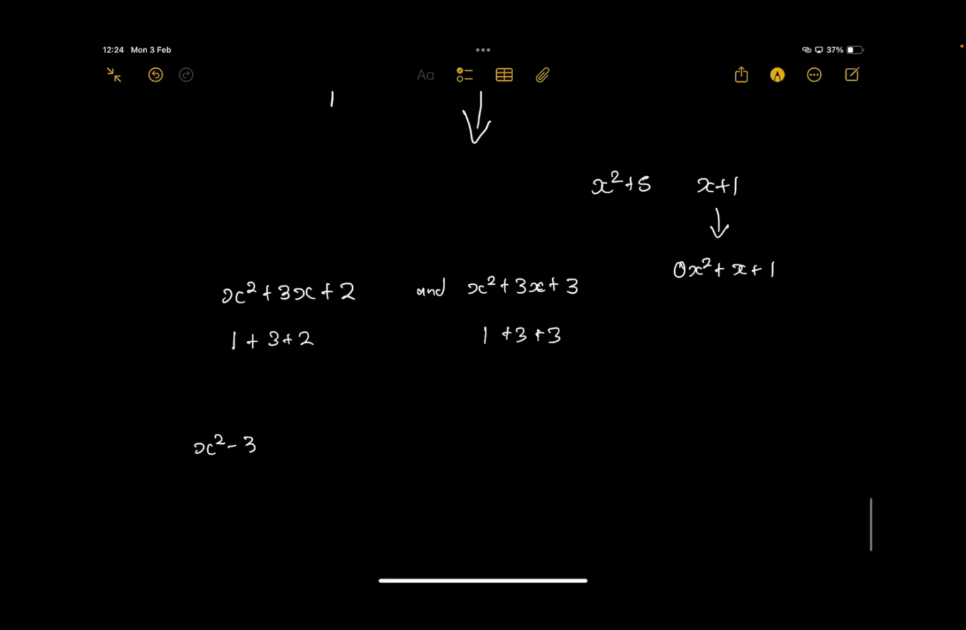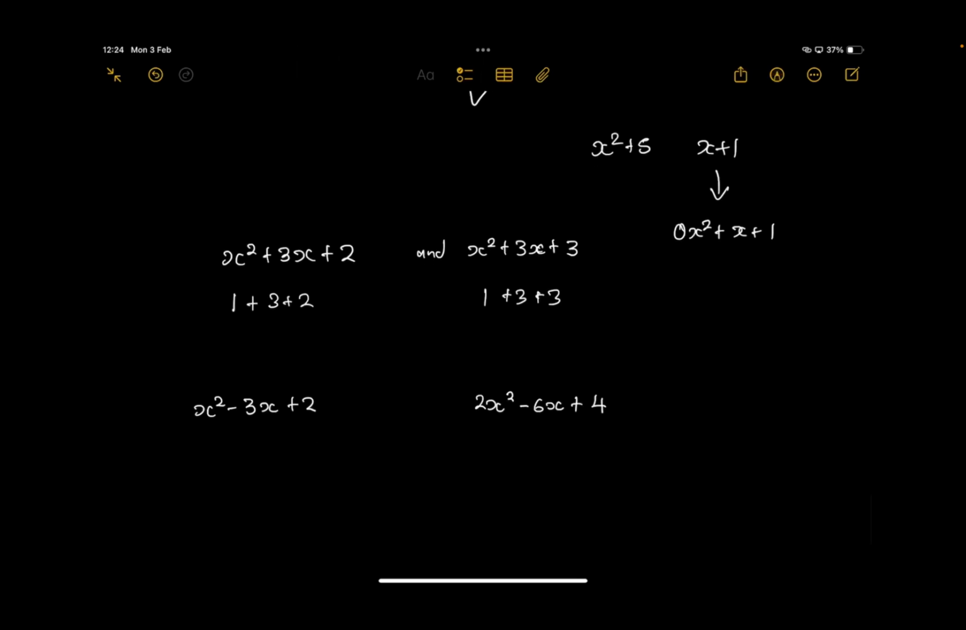X squared minus 3x plus 2 and 2x squared. Okay. Where should I evaluate? 1 and 2, okay. Let's evaluate at 1. 1 minus 3 plus 2, right? And that's 0, right? I don't want to get 0. Wait, so will this work?